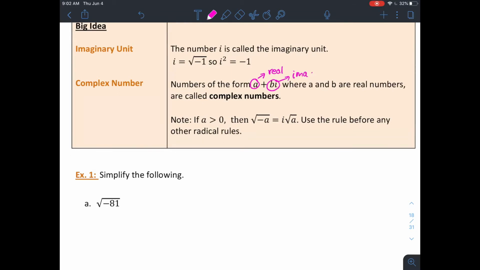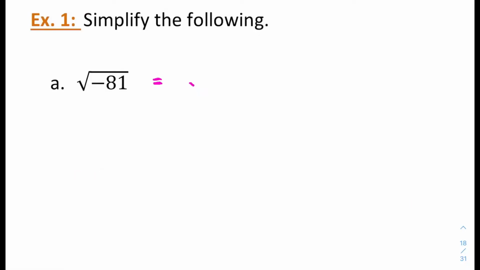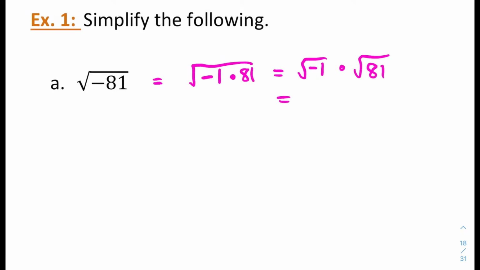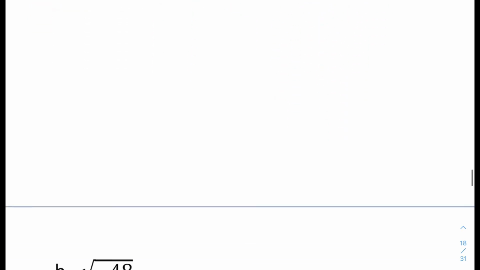And then if you are simplifying something that involves a square root of a negative, before you do anything else, you need to turn it into i times the square root of that number. Okay, so first thing, think of this as -1 times 81 inside your radical, and then the square root of -1 is equal to our imaginary unit i, and the square root of 81 is 9, so this just equals 9i.